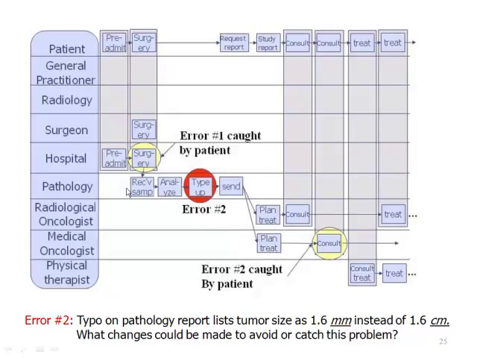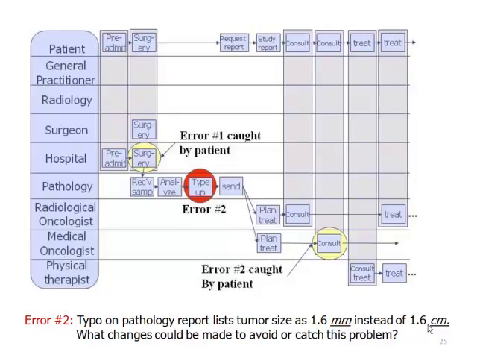In this particular case, the pathologist received the sample coming out of the surgery. They analyzed it, and instead of typing up that the tumor was 1.6 centimeters, they typed it up as 1.6 millimeters. And that could be a significant error, because the way a radiological oncologist and a medical oncologist would treat a 1.6 millimeter tumor might be very different than what they do for a 1.6 centimeter tumor. So this is an example of an error that could have actually been life-threatening.